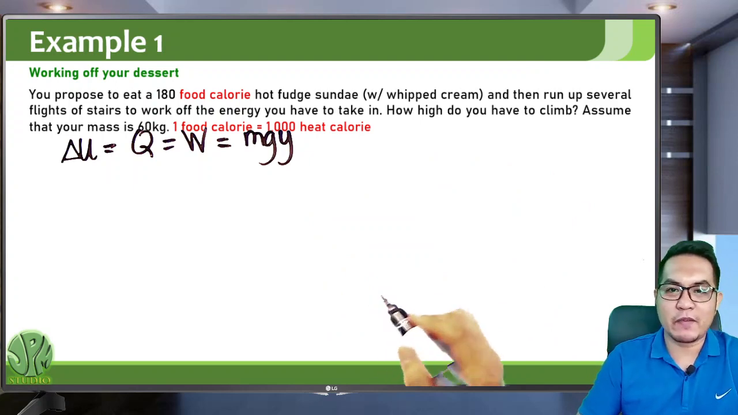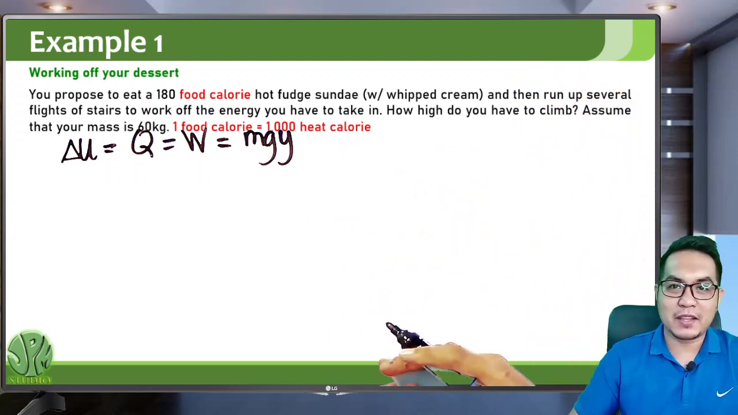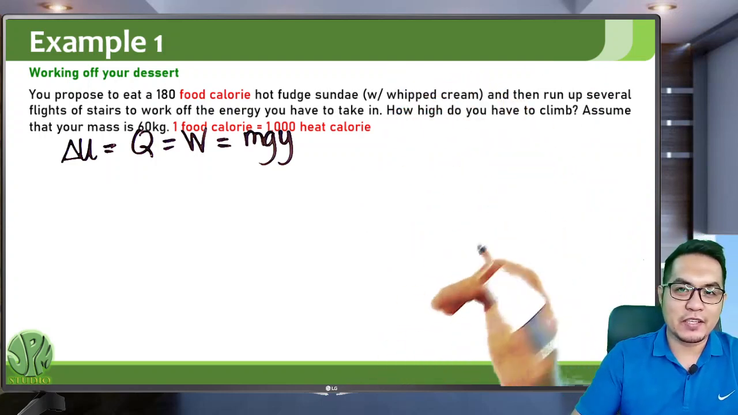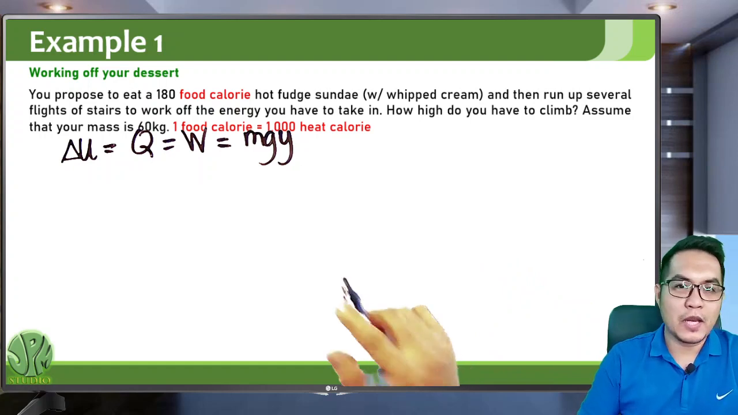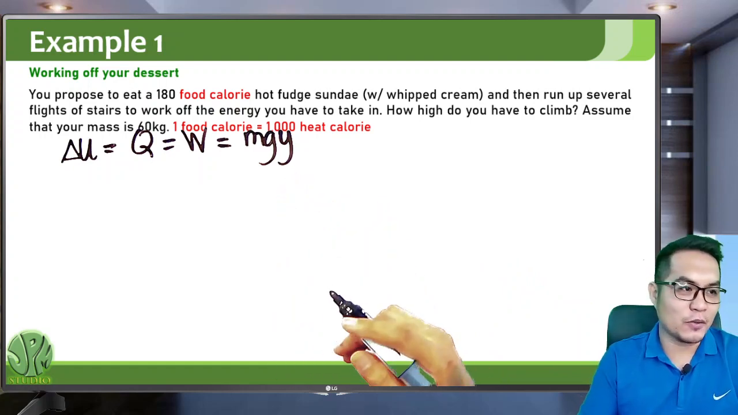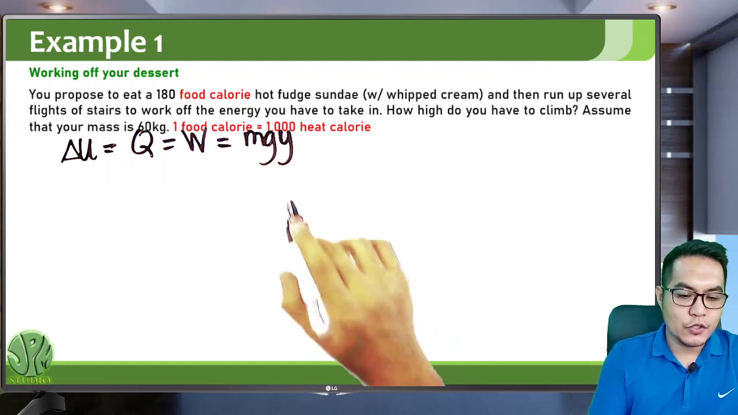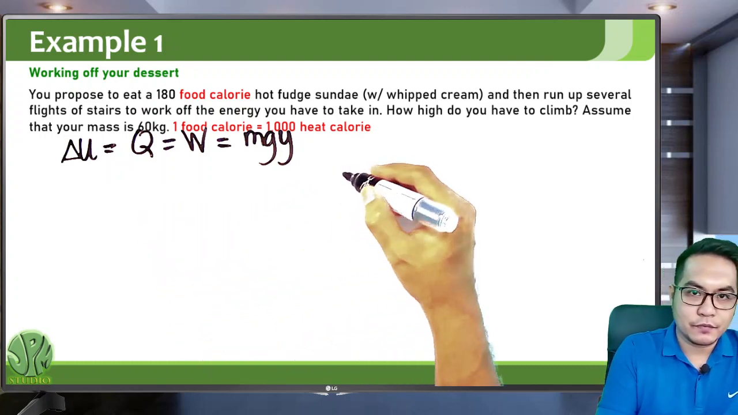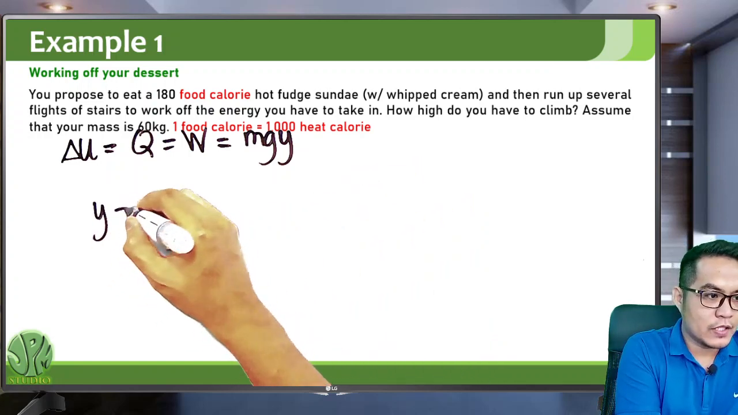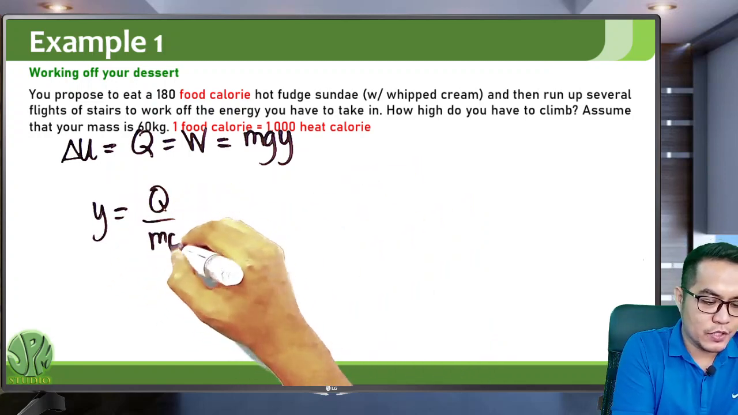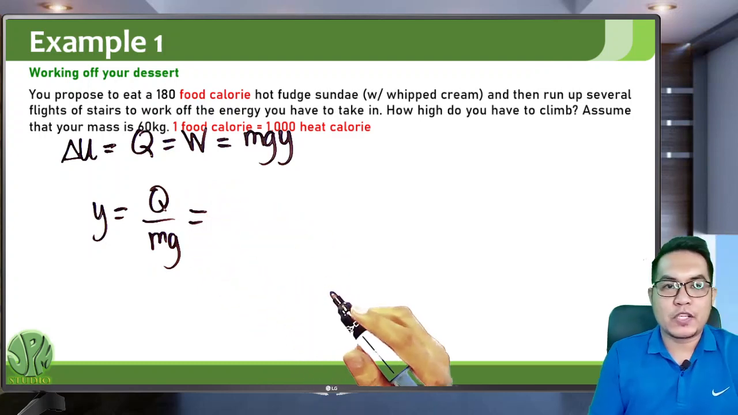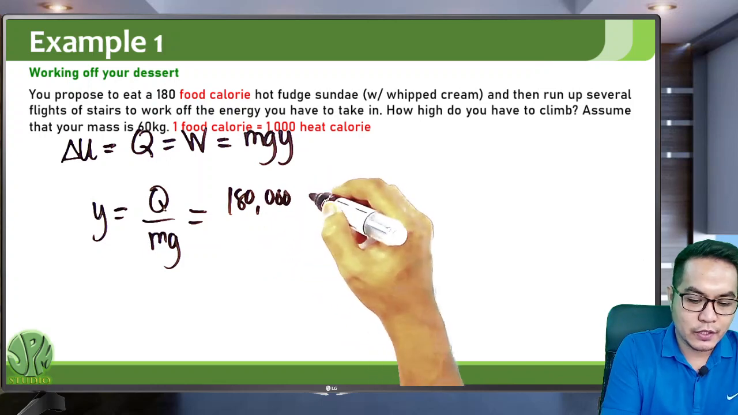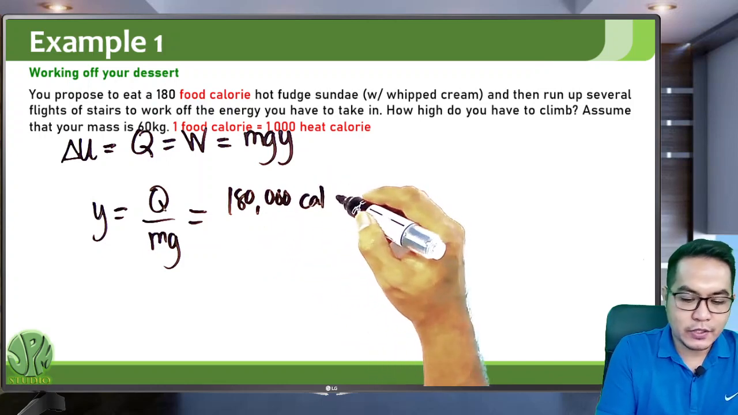Actually, it doesn't matter if the stairs are zigzagging. What matters, the work done is just mg times the change in height. We'll assume that you start at zero height. So we solve for y essentially. y is just equal to Q over mg. Q is 180 food calories. In terms of heat calories, that's 180,000 calories. You convert that into joules.